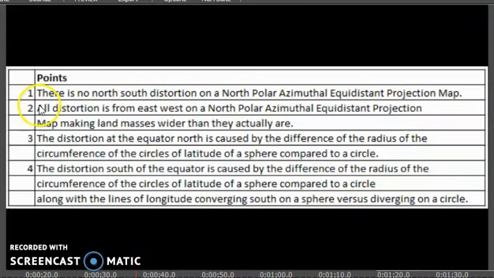Point number two, all distortion is from east to west on the North Polar azimuthal equidistant projection map, making land masses wider than they actually are. To follow that up, there are two causes of the distortion. The first cause is in the third point. The distortion at the equator north is caused by the difference of the radius of the circumference of the circles of latitude of a sphere compared to a circle.